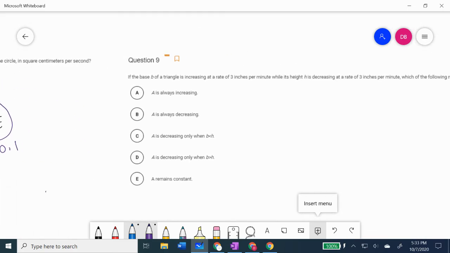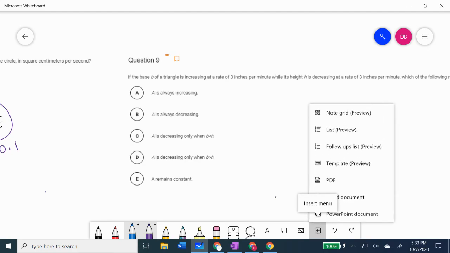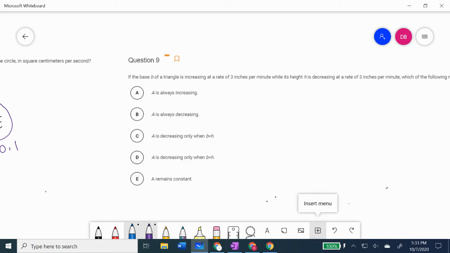And I really want to get rid of the insert menu. It's bugging me. How do I tell you to stop? I don't need it. No, go away. Okay, looks like I'm stuck with it.